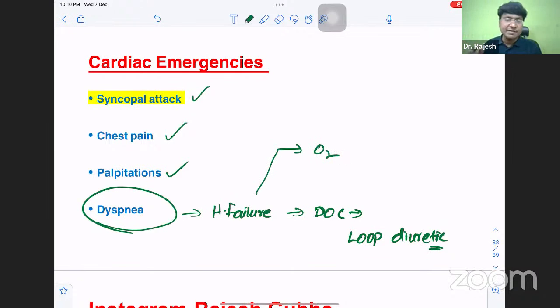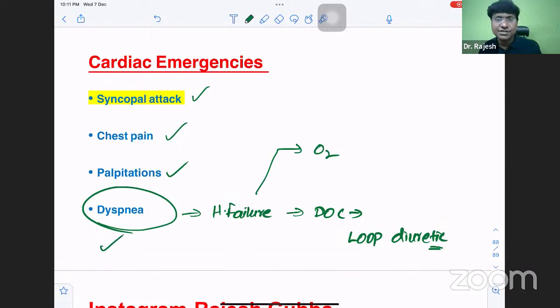You need to connect the patient immediately to the oxygen mask. And the other drugs that can be given for acute pulmonary edema are morphine, so that we reduce the preload. And you can also give nitrates. But when you are giving nitrates, you should be very careful. The systolic blood pressure should be more than 90 millimeters of mercury. So that is another important cardiac emergency.